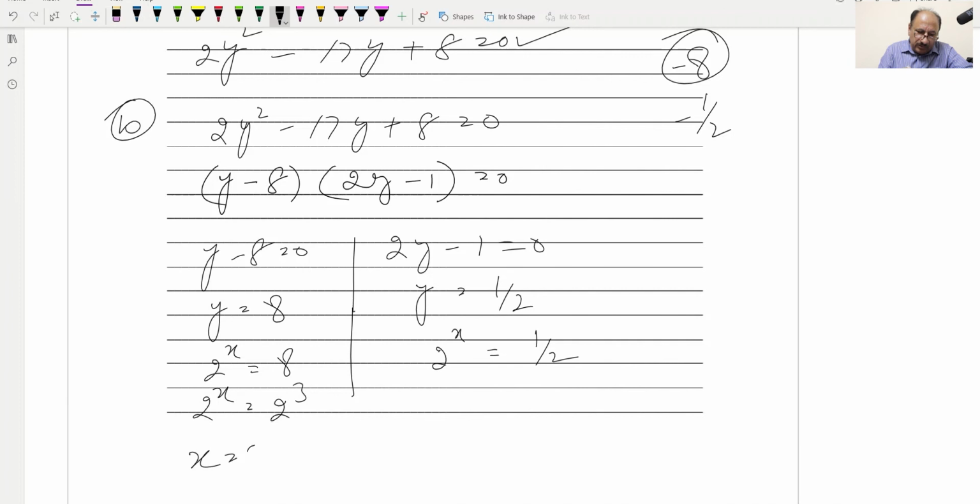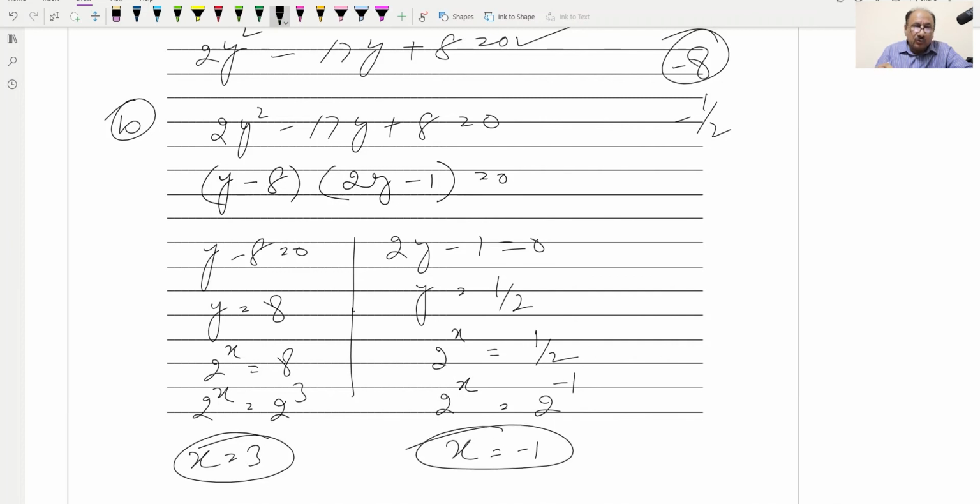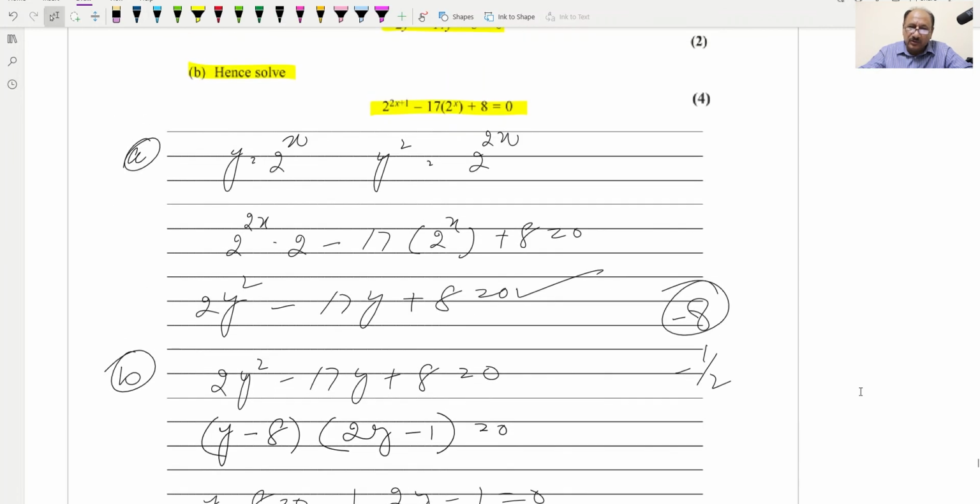This implies x is equal to 3, and this one we can write 2 raised to x is equal to 2 raised to minus 1. So bases are same, so we can equalize the power, so x will be equal to minus 1. So 3 and minus 1 will be answer for this 4 marks part, which we are done.